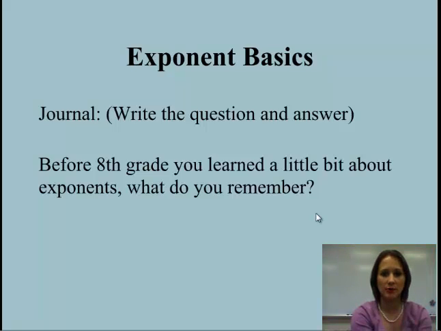We're going to be going into your Exponent Basics. A lot of this you should remember from 7th grade. So before we start, I want you to journal this question. Before 8th grade, you learned a little bit about exponents. What do you remember? Make sure you write down the question and then answer it. Go ahead and hit pause and do that now.